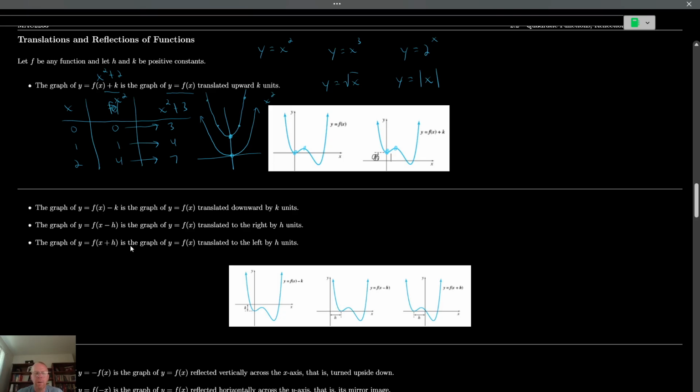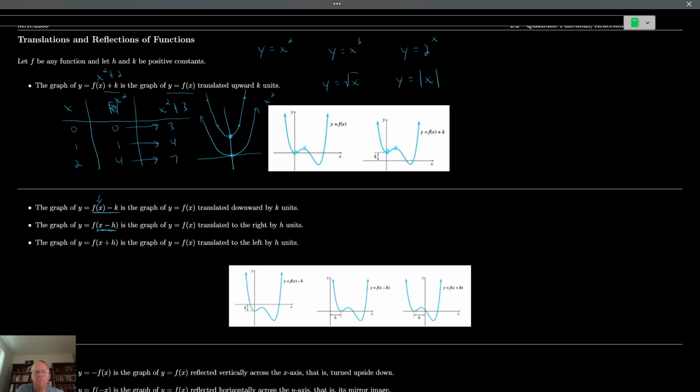Likewise, if you subtract k, that's going to shift it down. So you can see that's the picture here. We shift it down. Now this one, this is different. So here we have x minus h. This is in the parentheses. So now you're changing the input. Here you're changing the output. And of course the output will change when you change the input. But here we're changing the input to affect the output. Here we're not changing the input. The f of x is still the same, but here we have an f of x minus 8.